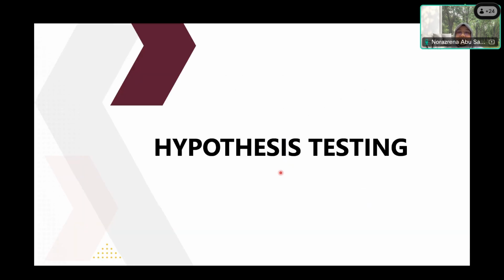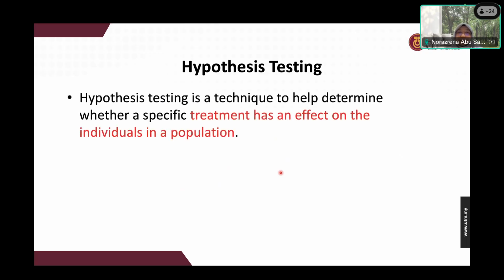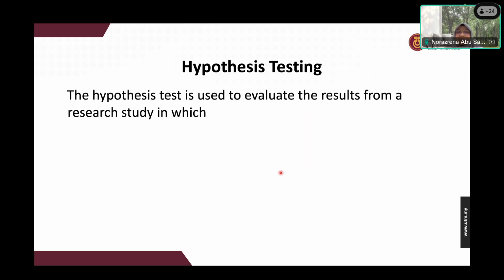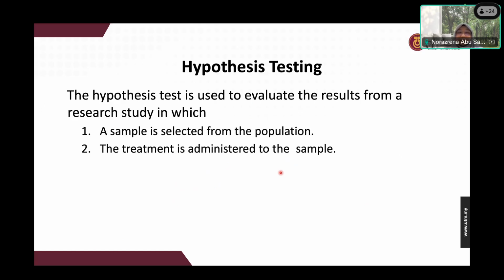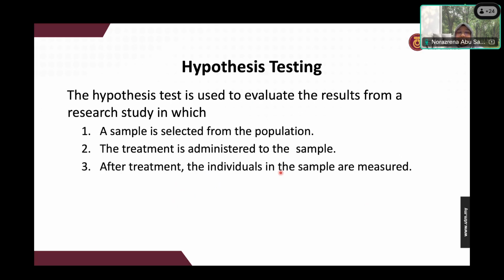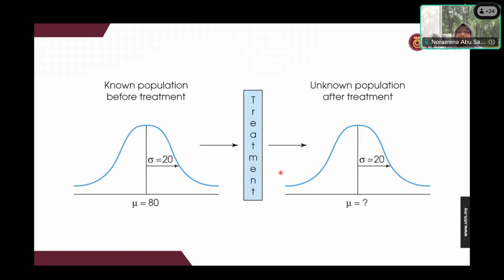And then the hypothesis testing. Hypothesis testing is used to evaluate the result from a research study. The sample is selected from the population. Treatment is administered to the sample. After treatment, the individuals in the sample are measured. This is just for example. This is before, or we call it pre-test, and then we give them treatment and then post-test. Pre-test, treatment, post-test. We hope that they will change to a better result.